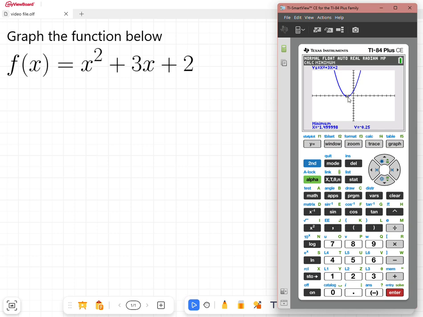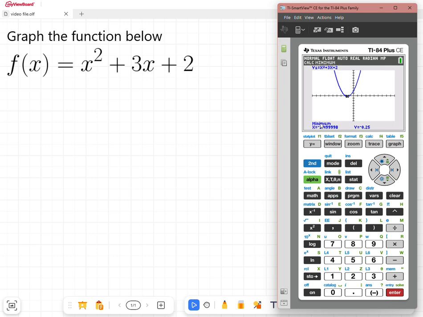I have a sneaking suspicion, based on what I know about parabolas, that that should be negative 1.5. Because I know that my vertex should occur halfway between my zeros. If I have a 0 at negative 2 and a 0 at negative 1, I should have a vertex at x equals negative 1.5.